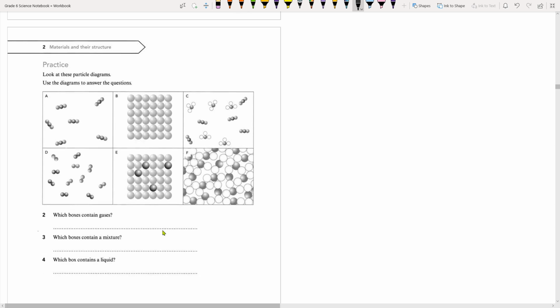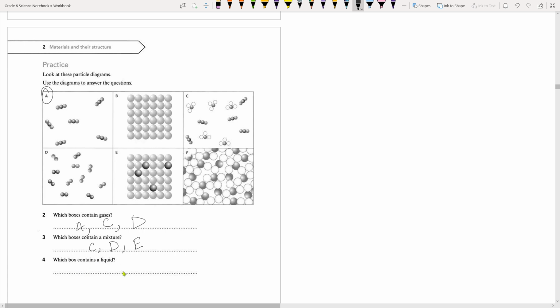And then we did these. Which boxes contain gases? That would be A, B, and C. No, A, C, and D, because the particles are separate and far away from one another. Which boxes contain mixtures? Mixtures are when two or more substances are mixed together. So that would be E, C, D, and that could be F. But we'll not take F because over here we see that it could be a molecule. So we're sure about C, D, and E. F is a bit more confusing.